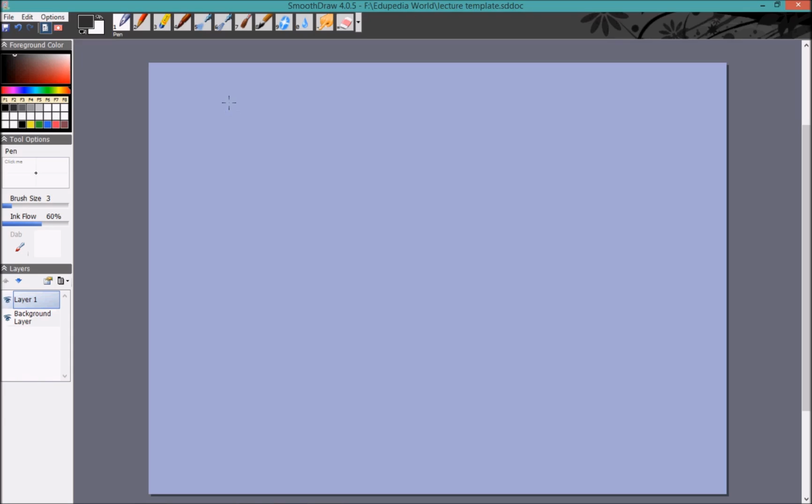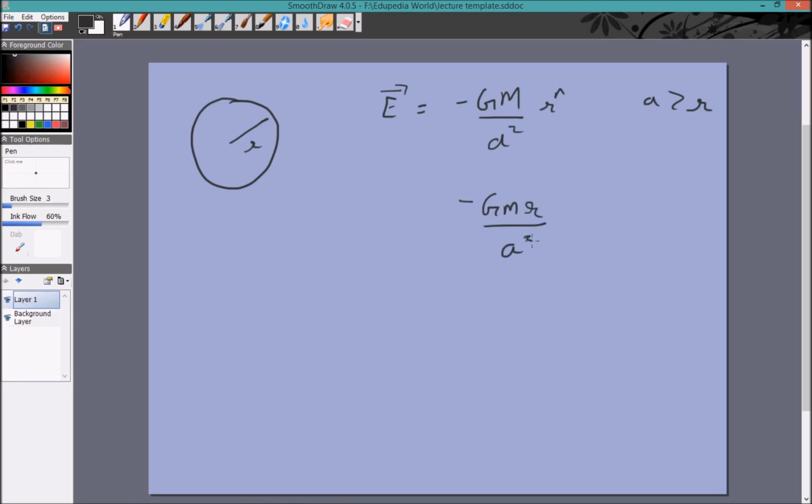The last case, let's look at a solid sphere. For a solid sphere of radius r, the field, this was the most important formula, that for both solid and hollow spheres, outside they behave exactly as a point mass of the same mass placed at its center. So this was minus gm by a squared r hat if a was greater than r. However, if a was less than r, this became minus gm a by r cubed r hat. Again it was towards the center.